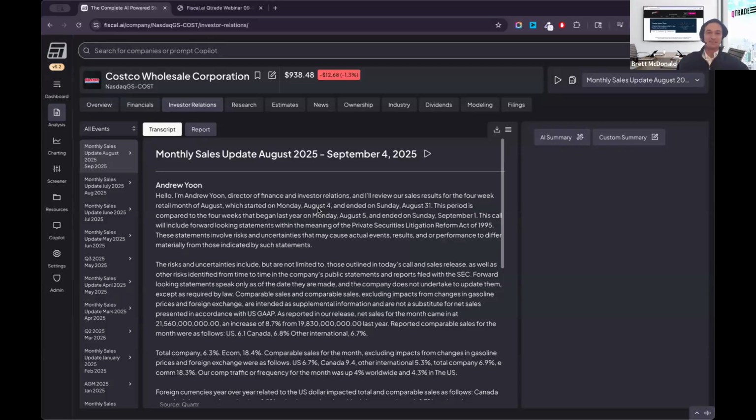Yeah, no, it makes a lot of sense. Another broader question that came through, which is a good one here. It says, Fiscal AI, you have AI in your name, so we want to know how you see AI changing the investment process in the years ahead.